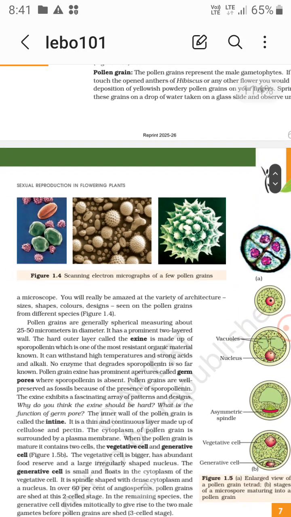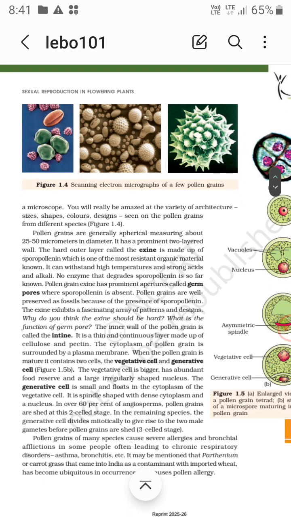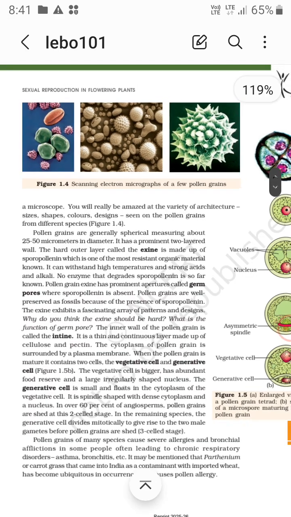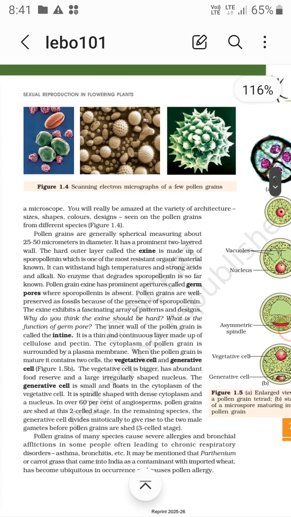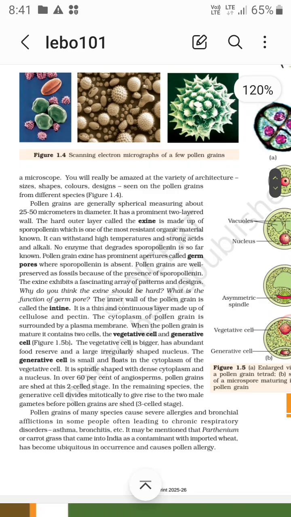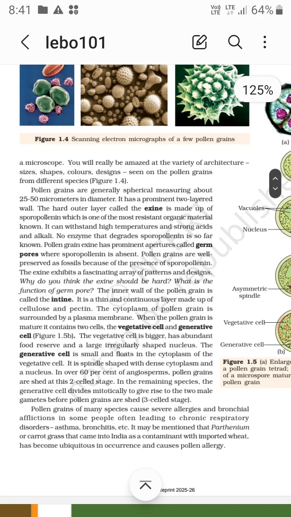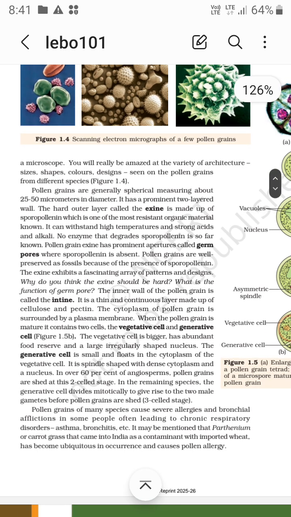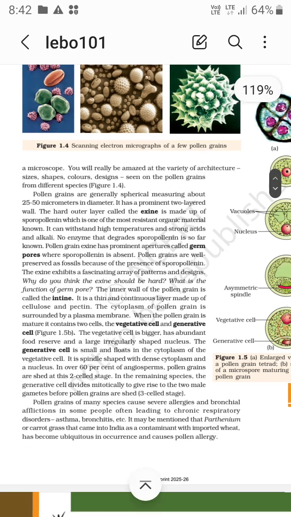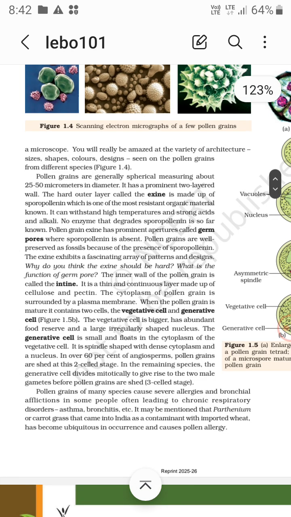This male gametophyte, the pollen grain, has a variety of architecture in different species. Pollen grains are generally 25 to 50 micrometers in diameter. They have a two-layered wall: the outer exine is made up of sporopollenin, the most resistant organic material known. It can withstand high temperatures and strong acids and alkali, and no enzyme that degrades sporopollenin is known. The exine has prominent apertures called germ pores where sporopollenin is absent. Pollen grains are well preserved as fossils because of the presence of sporopollenin.